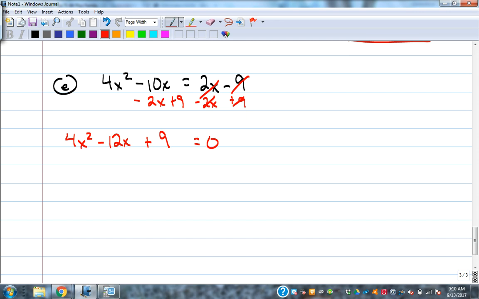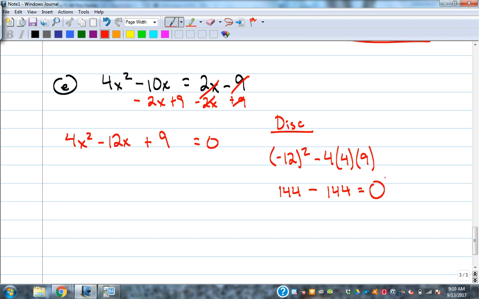Remember, descending order, ax squared plus bx plus c is the format you need. And then let's find the discriminant. So it'd be negative 12 squared minus 4 times a times c. Okay. That's 144 minus 4 times 4 is 16. 16 times 9 is 144 again. That's the discriminant. 0. What's that tell us about solutions?